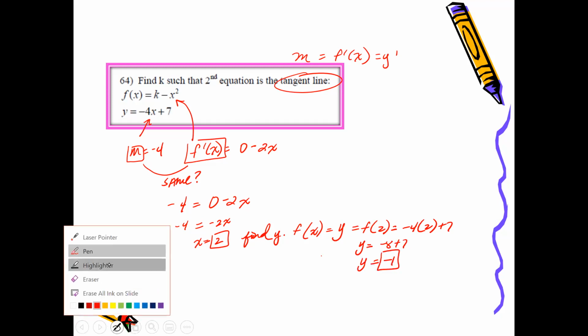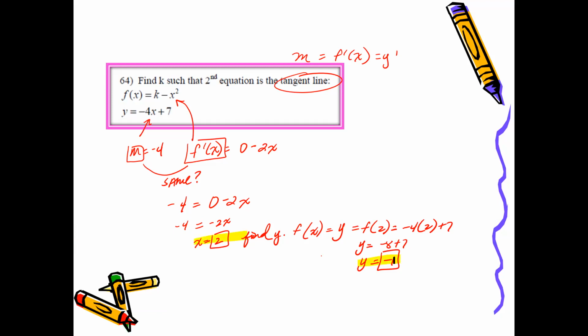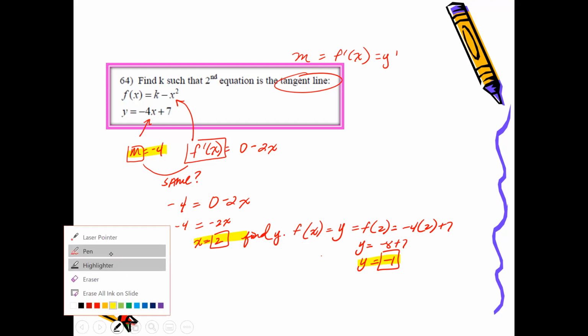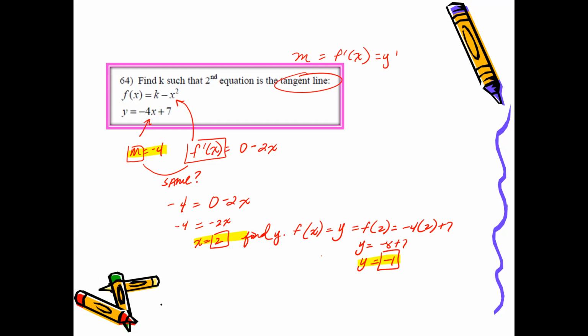So now I have a set of points. I have my x, and I have my y, and I also have my slope. So my goal is to find k. Now that I have what y is and I know what x is, I absolutely can go back to the first equation and find k.